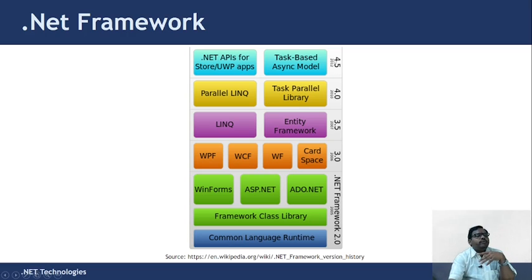Then in .NET Framework 4.5, you can see there are various APIs that are used for developing modern applications, and the task-based asynchronous model. So these are the various components that were added along with the .NET Framework as and when the .NET Framework versions were enhanced.